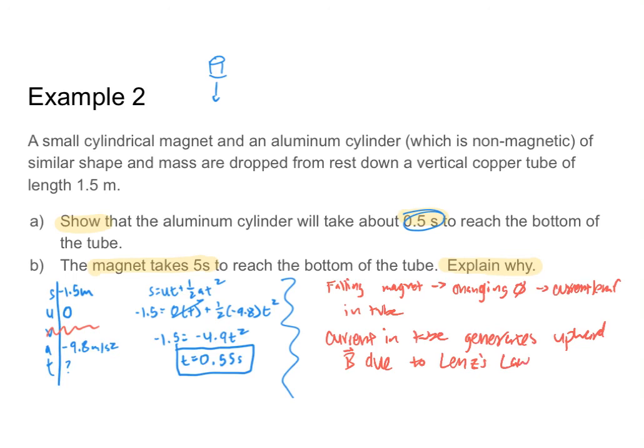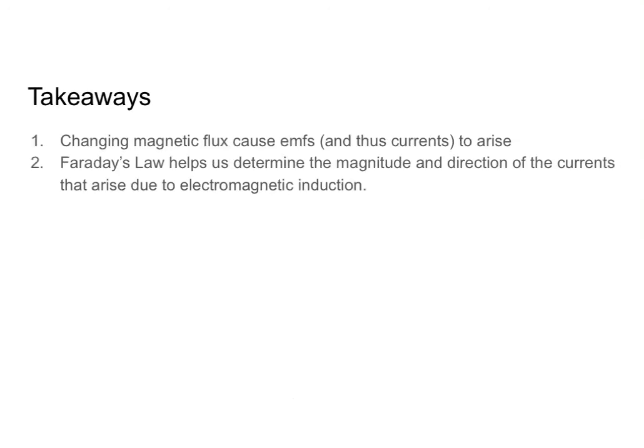And so that magnetic field is going to exert a force on my magnet that is going to be pointed upwards. So my magnet is going to have gravity pulling it down, just like the aluminum cylinder, but it's also going to have a magnetic force pulling it up. And because of that, it is not in free fall and will therefore take a longer time to fall. So there you have it, guys.